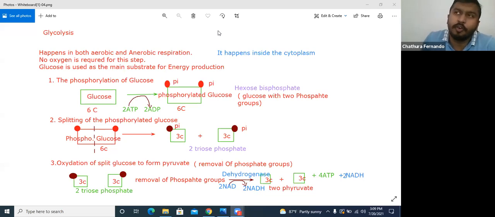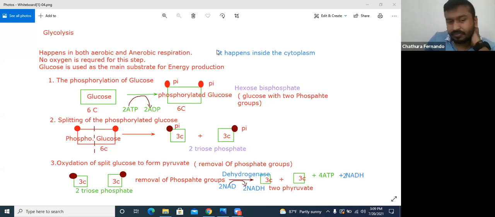Because aerobic uses oxygen, anaerobic doesn't use oxygen. So how come the first process is conducted by both? Rivit, you have an answer? Yes, very good. Rivit has stated the answer, saying because it can take place without oxygen. That is the main reason. Glycolysis can happen without oxygen, right? That is why.